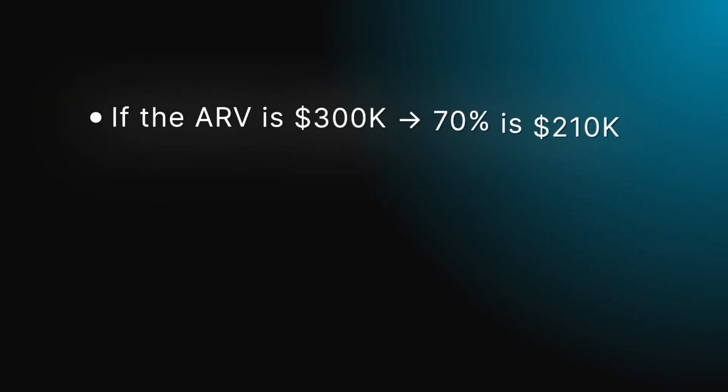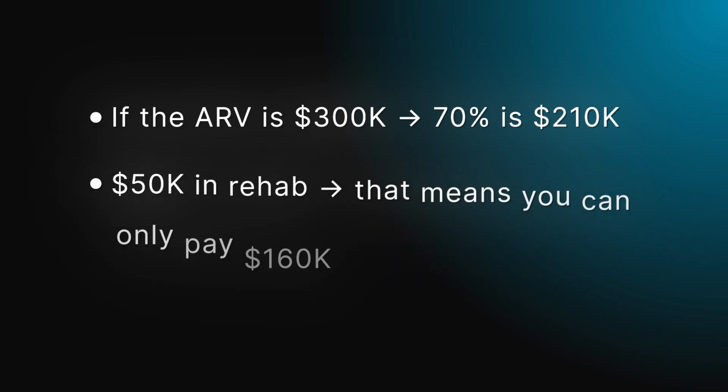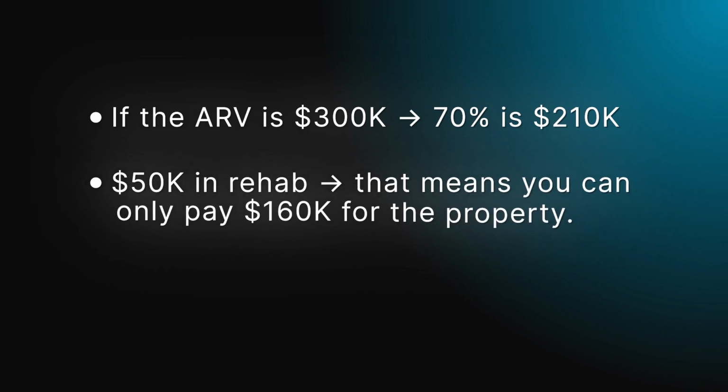So let's do an example. If the ARV on a property, meaning after the reno's done, it'll be worth $300,000. Well, 70% of that is $210,000. And if I'm estimating $50,000 in rehab, that means the max I could pay for this property is $160,000. So once I know this property is going to cost me about $160,000 all in, I'm going to then plug in my expected refinance terms based on that.